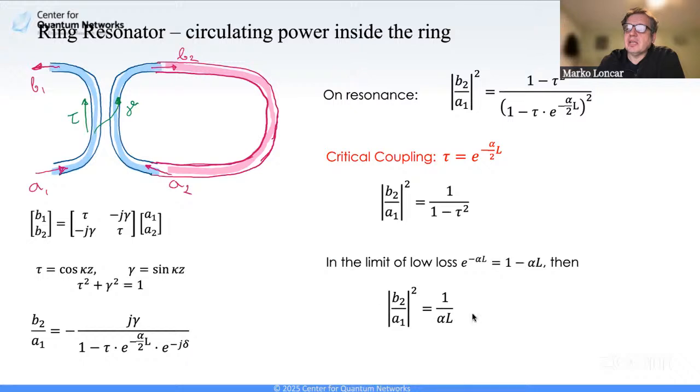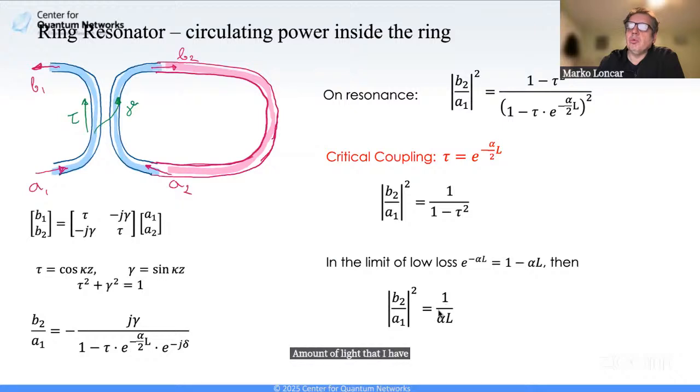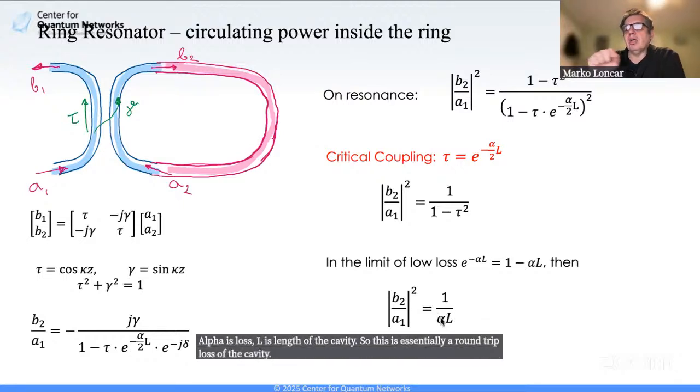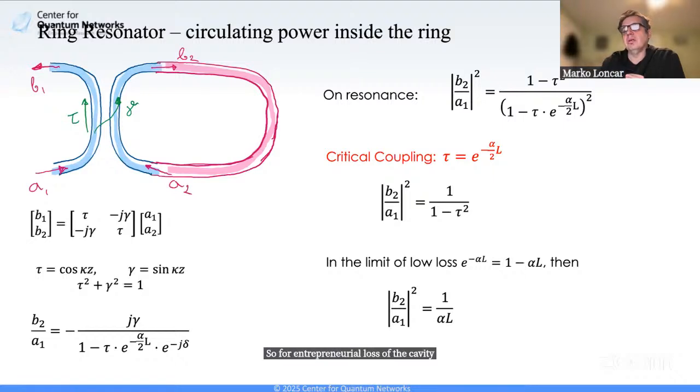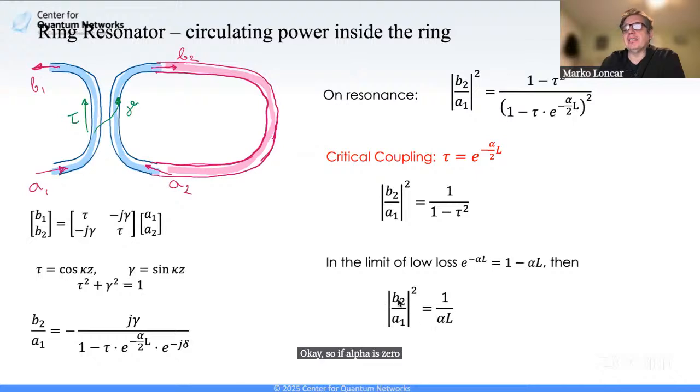let's take a look at this equation. I'm glossing over several important things here. At critical coupling, the amount of light that I have inside a ring resonator is proportional to 1 over alpha times L. Alpha is loss, L is the length of the cavity. So this is essentially the round trip loss of the cavity. If the round trip loss of the cavity is small, the power inside the cavity can be giant. If alpha is 0, power inside the cavity blows up, has a singularity.